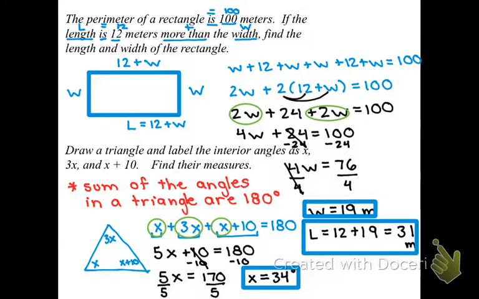So 3x would be 3 times 34, which is 102 degrees. And then my last one, I need to do x plus 10. So 34 plus 10 gives me 44 degrees. So we find out that my three angles end up being 34 degrees, 102 degrees, and 44 degrees.